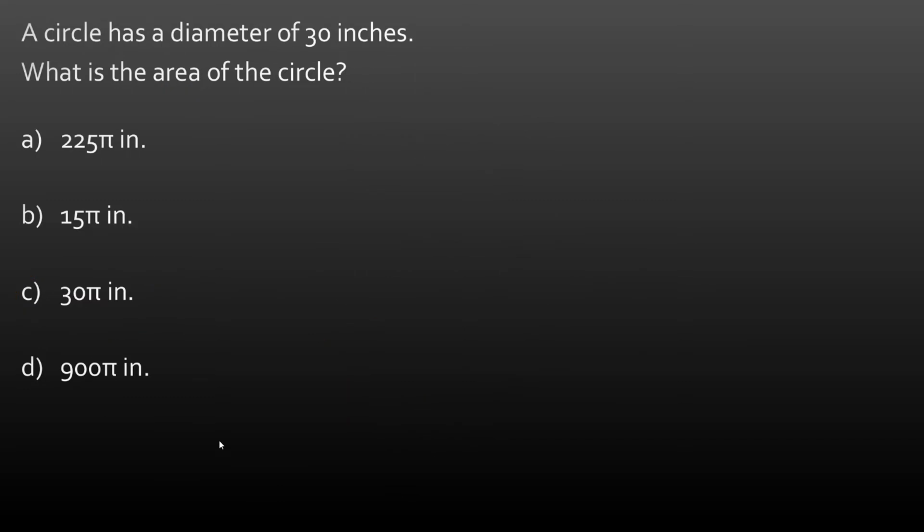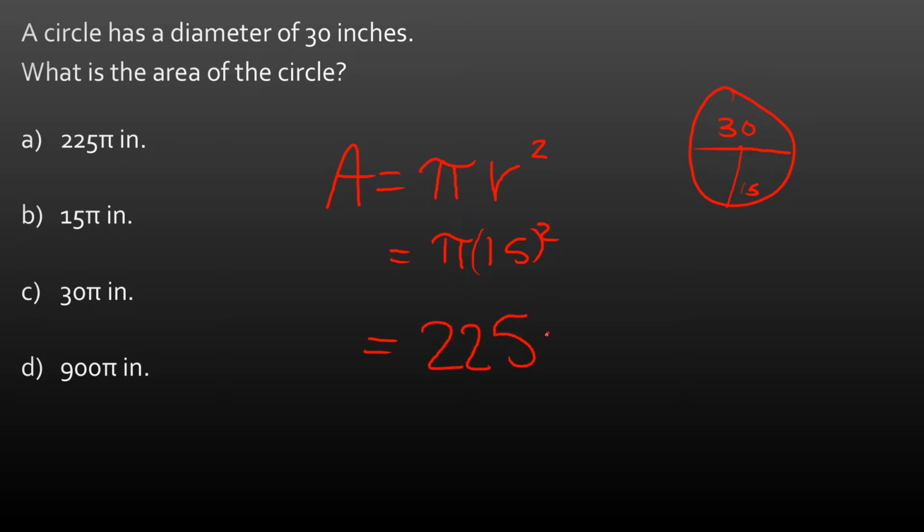All right, our next one. So our circle has a diameter of 30 inches. What is the area of the circle? Okay, so my area is equal to pi r squared. So I need the radius. So when I have a diameter, which goes all the way across the 30, to know what only half of that is, I take 30 divided by 2, which gives me 15. Okay, so I have pi times 15 squared. Remember that 15 squared is going to be 15 times 15, which is 225 pi.